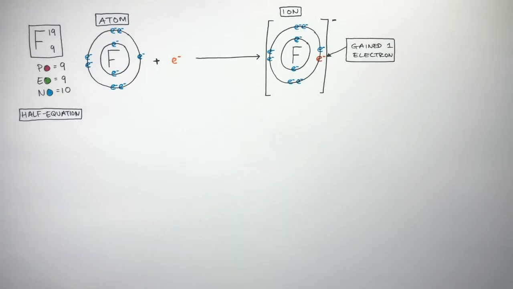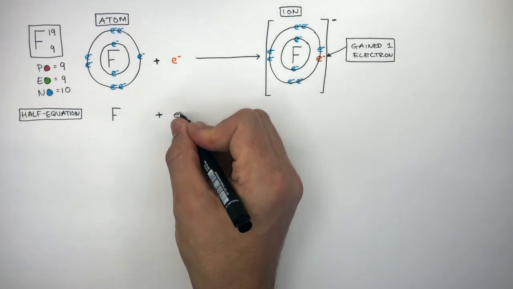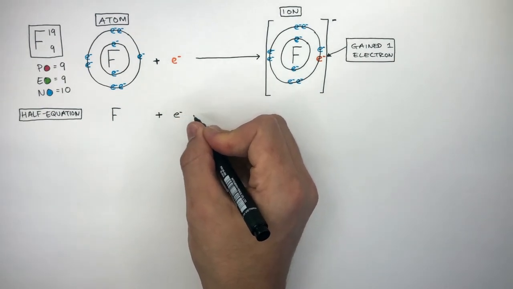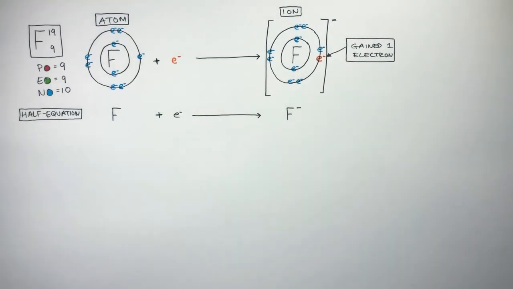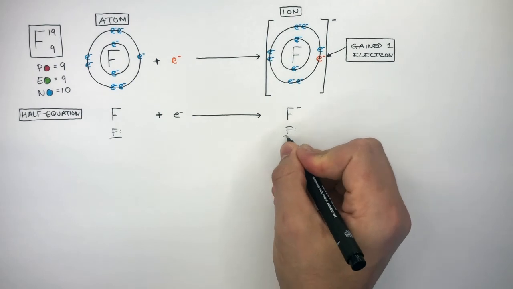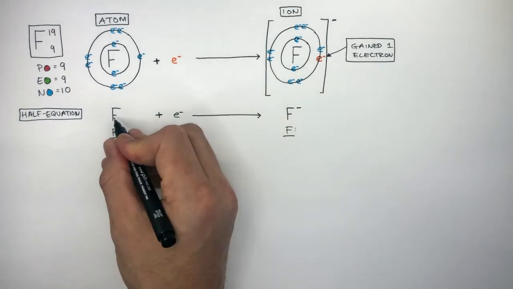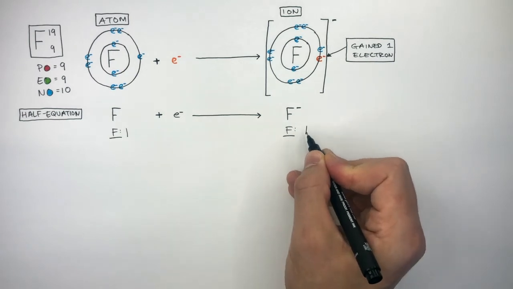The half equation is F, which represents the fluorine atom, plus e minus, which represents the electron being gained, forms F minus, which represents the fluoride anion. Using the rules to check if the half equation is correct, we can see there is a fluorine atom on the left and a fluoride anion on the right. We can see how there is 1 fluorine atom on the left, so we write 1, and there is 1 fluoride anion on the right, so we write 1 here as well.